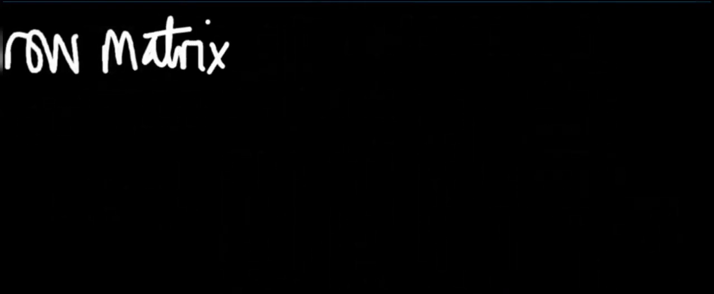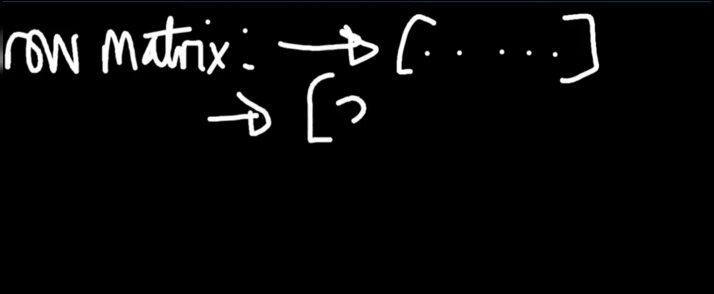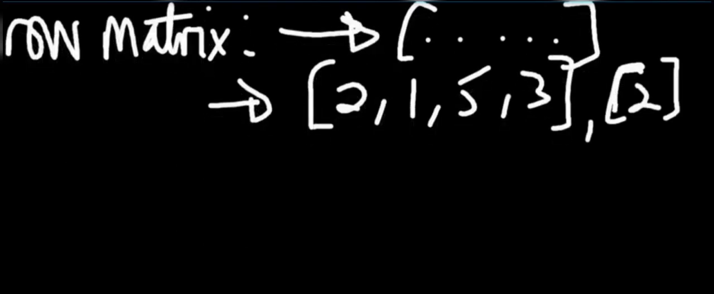A row matrix simply has 1 row. You can write as many entries as you want in 1 row. That leads me to defining what an entry is. An example of a row matrix is 2, 1, 5, 3. Even that special one is also a row matrix.